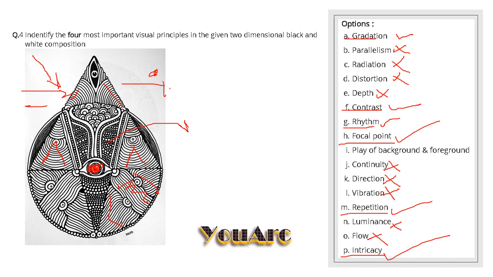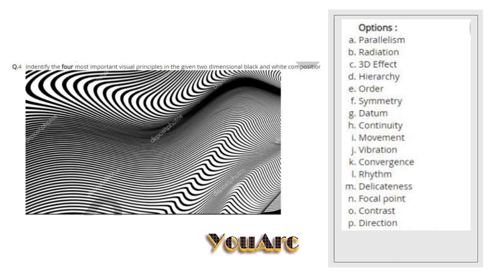So this is another similar example here. Let's go to the options directly. Parallelism, yes, these lines are curved lines but they are not intersecting, so it is definitely parallelism. Radiation, I don't feel any radiation. 3D effect, yes, see here, can you feel it is 3D? I feel it is, so some depth is there. Hierarchy, I don't feel any hierarchy, no order, no symmetry.